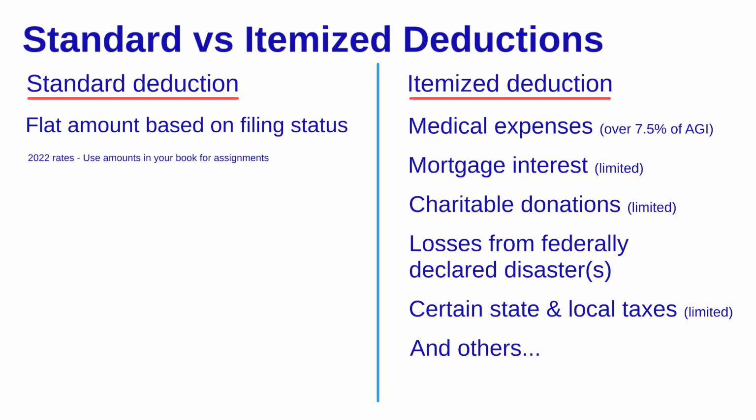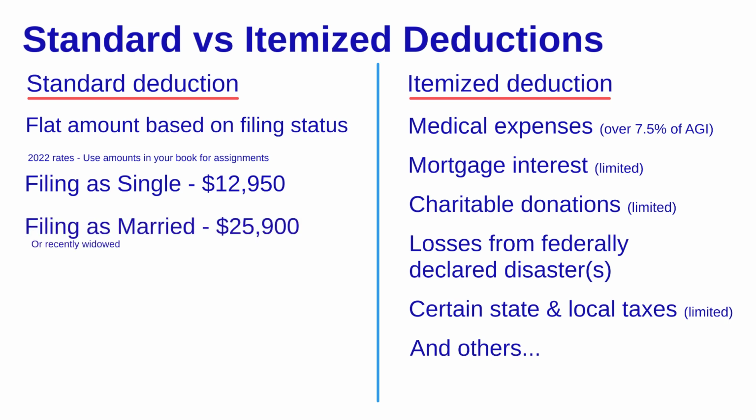Now, the amounts I've got up here are the ones that are currently in place in 2022. I want you to use anything that you see in your book, not the ones that I've necessarily got up on the screen. But right now, if you were filing a single tax return, we're going to let you take $12,950 from your adjusted gross income and not pay taxes on it. If you're filing as married or recently widowed, we're basically going to double that and count it as $25,900 that you don't have to pay taxes on. We'll deduct that out of your AGI.